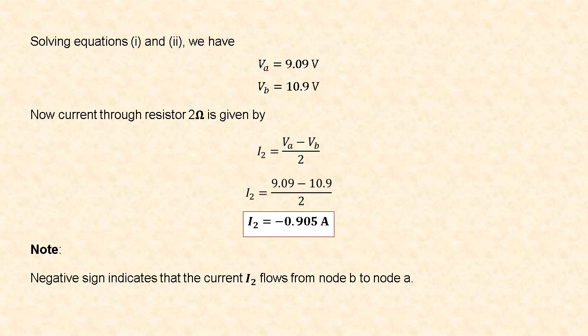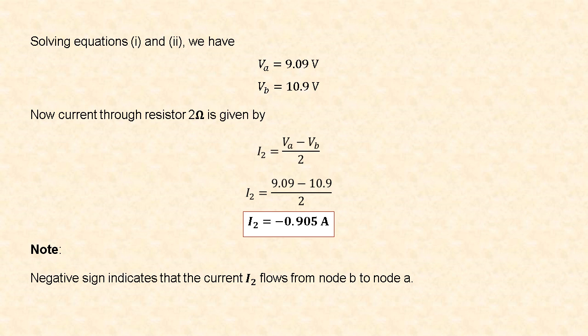Now substituting for VA and VB, we have 9.09 minus 10.9 divided by 2. So I2 is equal to minus 0.905 amps. This gives the value of current through the 2 ohm resistor. Here the negative sign indicates that the current I2 flows from node B to A.